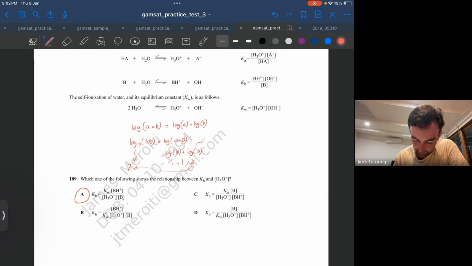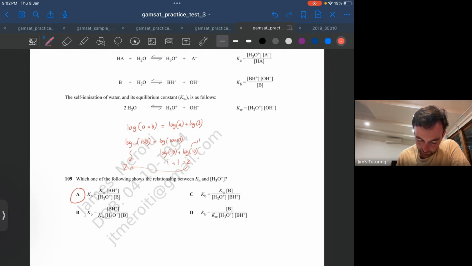I'll show you quickly how I got that. What I'm looking at is I obviously need KB. So I've got this formula here, which looks good. But again, what's the hurdle? What's the thing that I need to jump? I've got the wrong variables. I need some of these things in there.